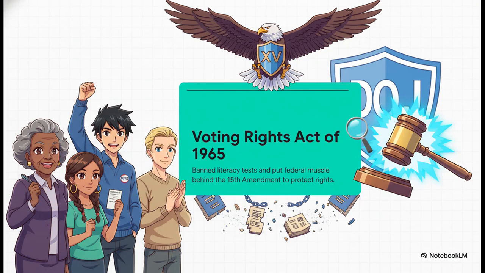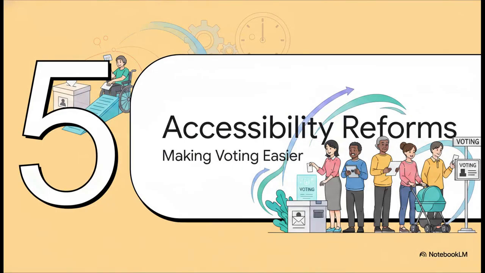Let's focus on the absolute cornerstone of that era, the Voting Rights Act of 1965. As Professor Schultz explains it, the VRA essentially functioned like a second Reconstruction. It banned literacy tests completely and provided federal voting examiners. But most importantly, it put absolute federal muscle behind the 15th Amendment. States basically knew that if they didn't protect voting rights, the Department of Justice was going to step in and force them to.